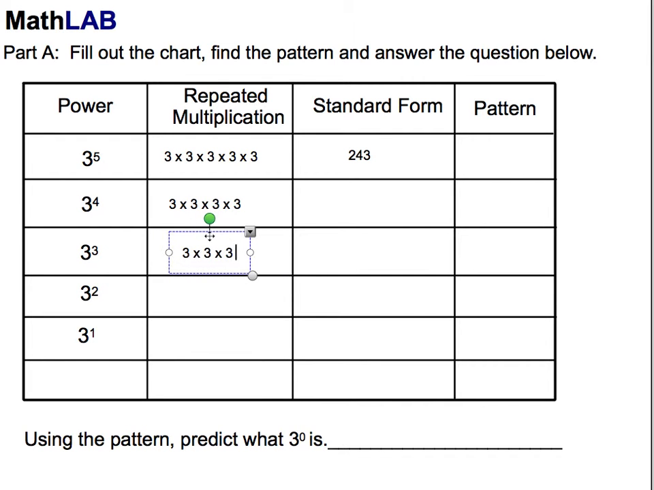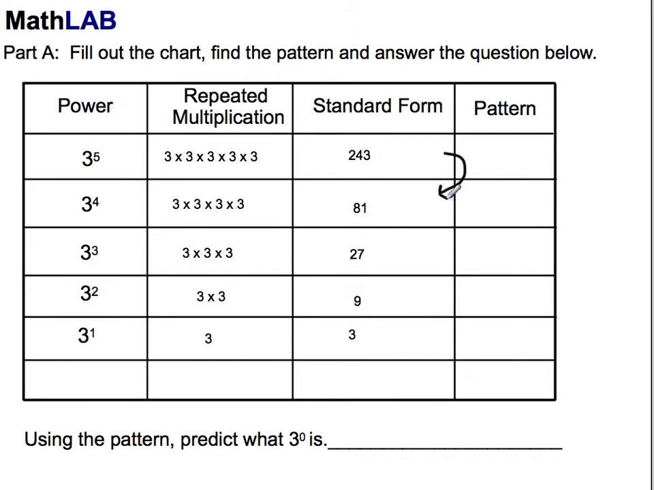I'm going to continue to fill out the chart. 3 to the power of 3 is 3 factors of 3. 3 to the power of 2 is 2 factors of 3. And then we have 3 to the power of 1, which is just 3. Okay, so let's fill in standard form here and see if we can find a pattern. 3 to the power of 4 is 81. 3 to the power of 3 is 27. You can use your calculator for these. 3 to the power of 2 is 9. And 3 to the power of 1 is just 3.